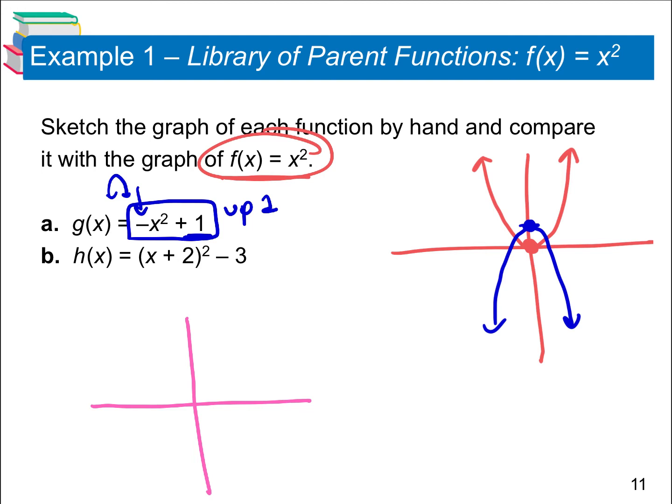For B, is my graph going to open up or open down here? It opens up. My leading coefficient's positive. I don't have a negative there being multiplied to the x squared. What do you think this plus 2 being added on the inside is going to do? Move it to the left too. And what about minus 3 on the outside? Down 3.